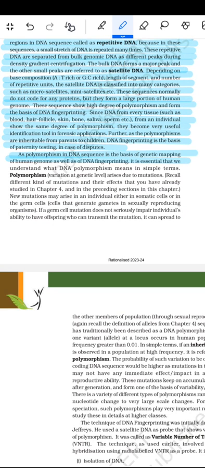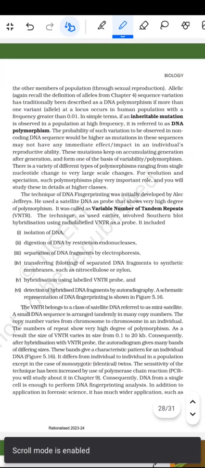It is essential that we understand what DNA polymorphism means in simple terms. Polymorphism, variations at the genetic level, arise due to mutations. Recall the different kinds of mutation and their effects that we have already studied in chapter 4 and in the preceding section in this chapter. New mutations may arise in an individual either in somatic cells or in germ cells, cells that generate gametes in sexually reproducing organisms. If a germ cell mutation does not seriously impair an individual's ability to have offspring who can transmit the mutation, it can spread to other members of the population through sexual reproduction.